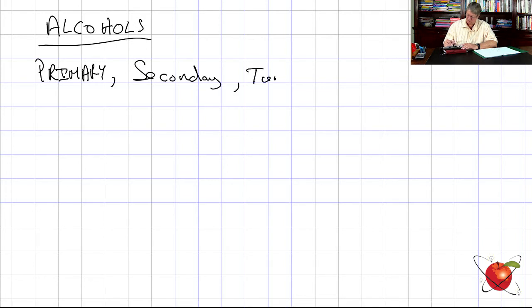And tertiary alcohol. Okay, I don't need to say that. I can leave it off. Okay. We have primary, secondary, and tertiary alcohol. How do we find the difference? Well, let's take a simple alcohol like this.